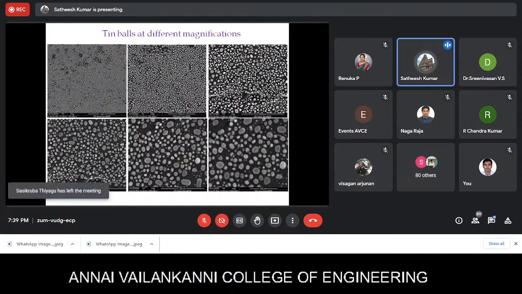So this is a typical example of how tin balls look at different magnifications, starting from here. The micron marker, this is 1 micron, and we are going up to 100 nanometer. You can clearly see the resolution is pretty good, and we are able to identify the individual particles, individual balls of tin, and you can even do an analysis to find out the sizes of these tin balls also.